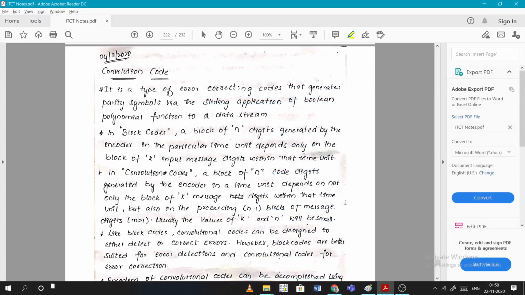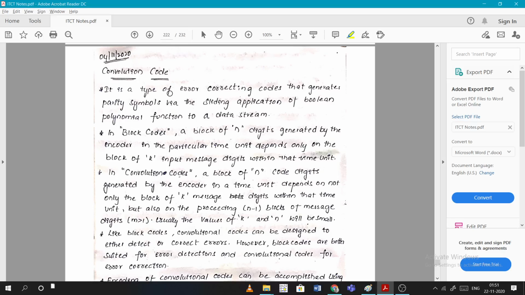In this video, let's see what convolution codes are. Basically, it is a type of error correction code that generates parity symbols via the sliding application of a Boolean polynomial function to a data stream. Okay, basically this is also one type.